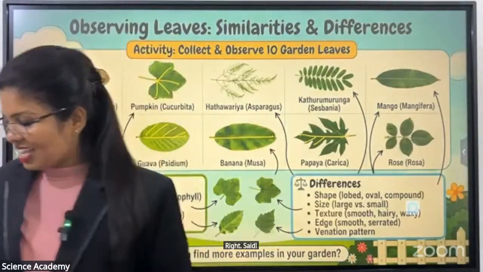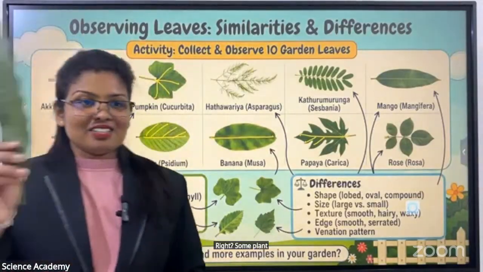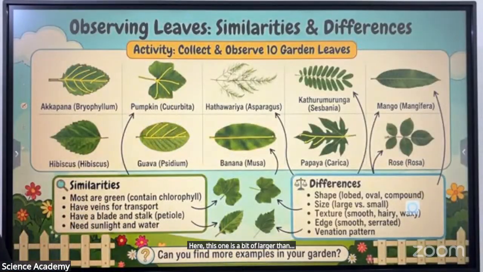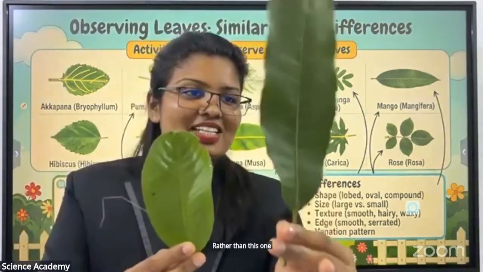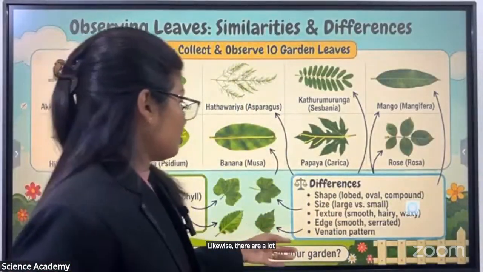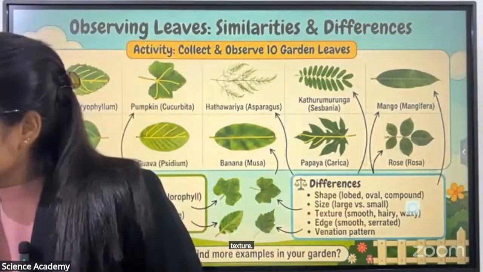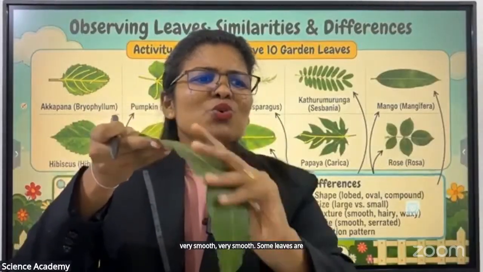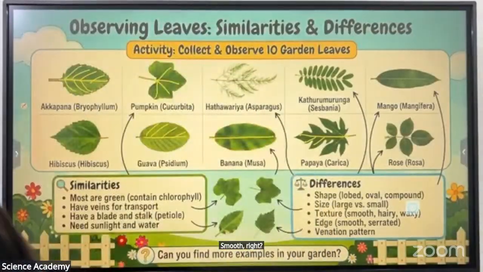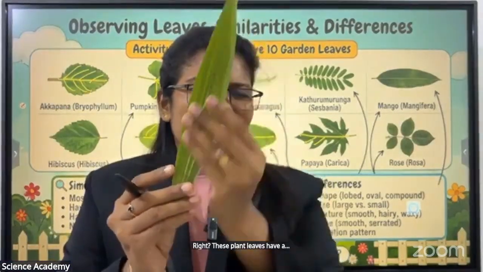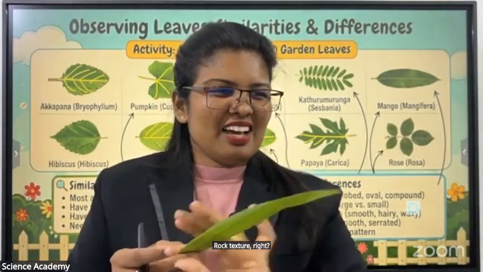Size. Some plant leaves are very large. Here this one is a bit larger than this one. Likewise, there are a lot of examples. Texture. Some leaves are very smooth. Some have rough textures. This plant leaf has a rough texture. You will feel the rough nature.